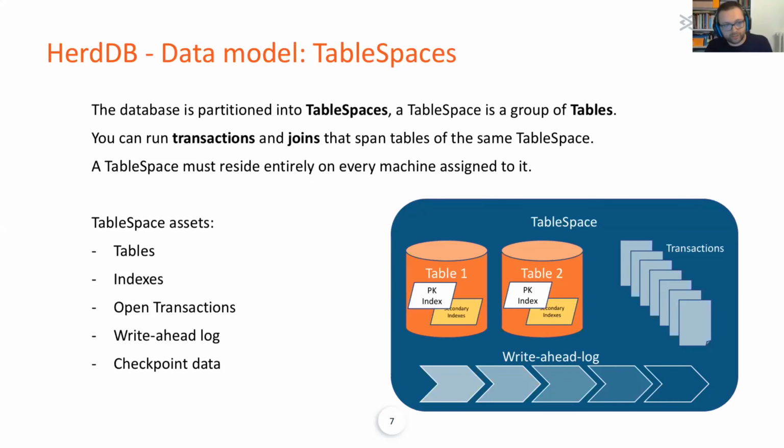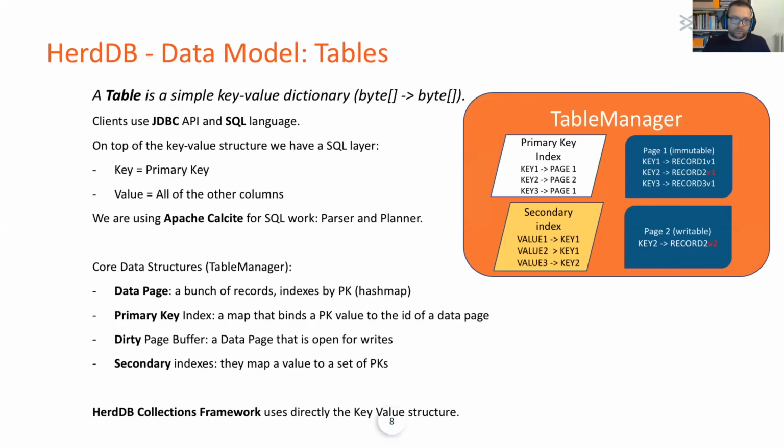Another constraint is that the tablespace must reside entirely on every machine assigned to it. We will see later. So a tablespace is made of tables, indexes, primary and secondary indexes, open transactions, a write-ahead log, and checkpoint data. A table for HerdDB is a simple key-value dictionary that maps an array of bytes to another array of bytes. This is the core: HerdDB is only a key-value store.